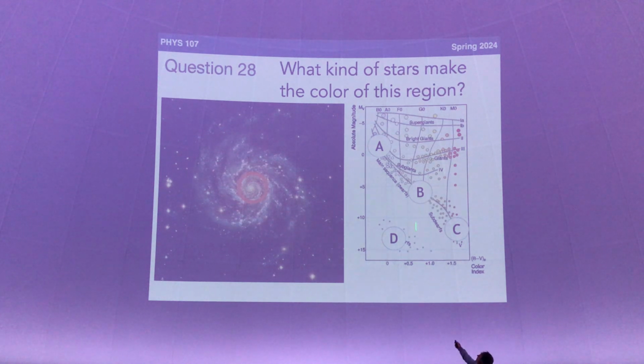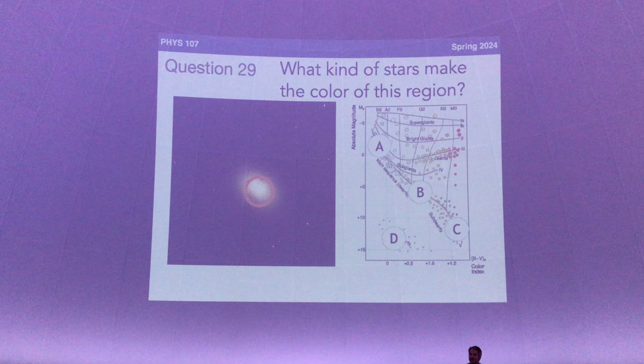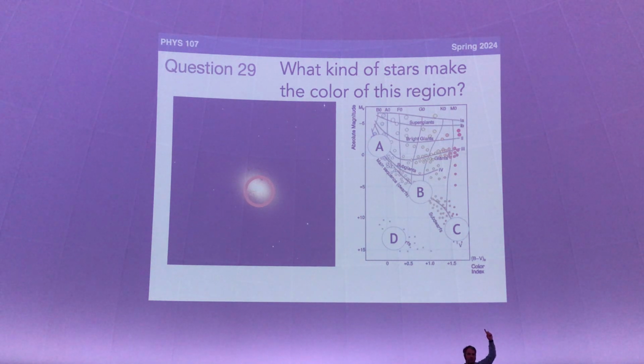It's yellow. So you can always go like this is yellow here in the middle. It can't be A because that's blue. C is too red. D is faint. So B it is. If I look at these, and this is all yellow, what kind of stars make the color of this galaxy here? One, two, three. Nice.